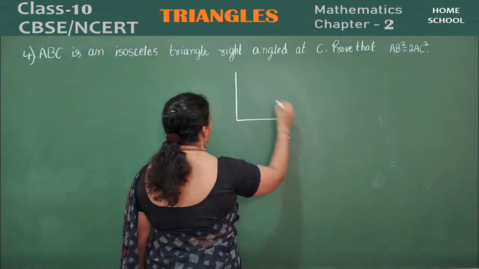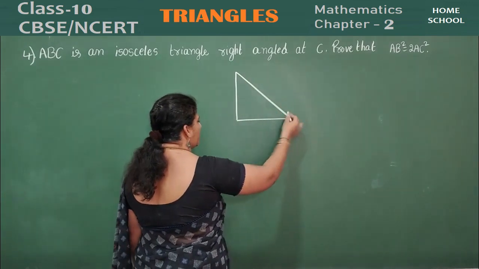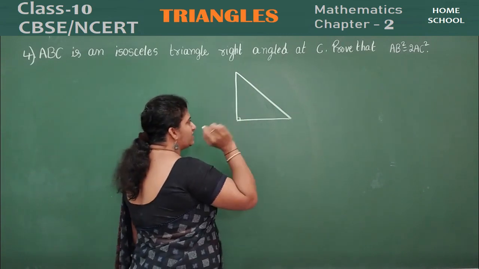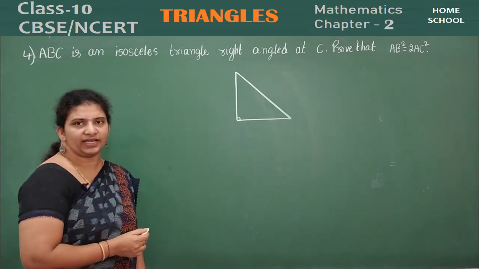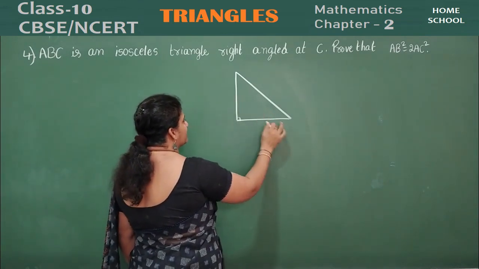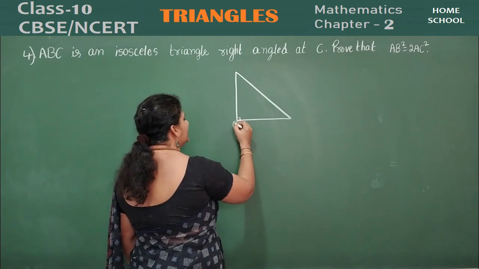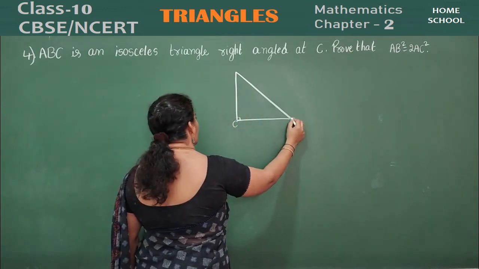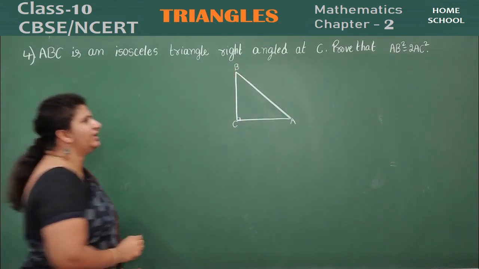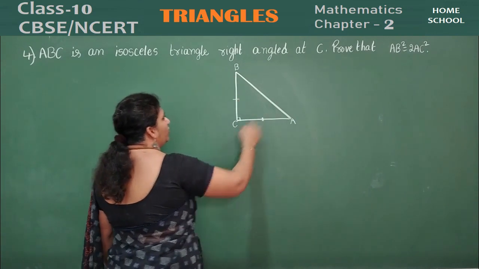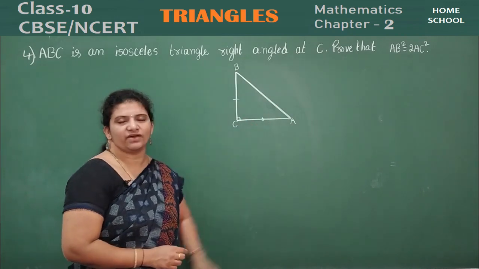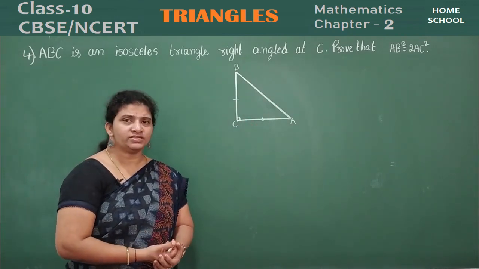Right isosceles triangle. So observe here, this is a right angle. Okay, right isosceles. Then which two sides shall I take as equal? I will take these two sides as equal. That makes it isosceles, right angled at C. So let me mark here A, B, C. Prove that AB square is equal to 2AC square. AB square is equal to 2AC square is your question. How can we prove this? Let's see here.